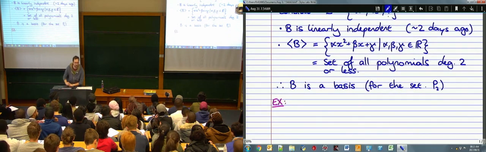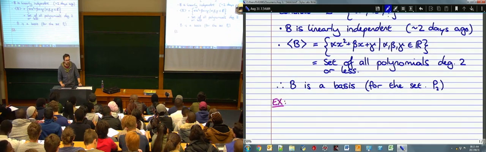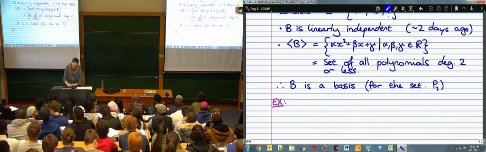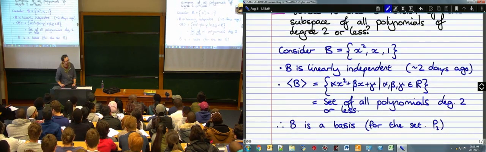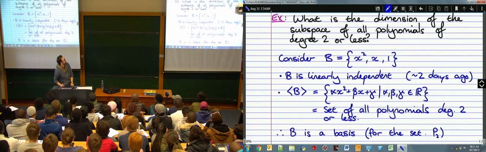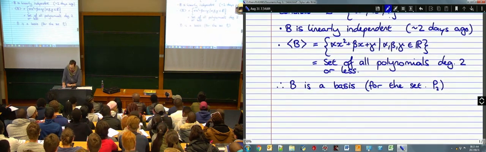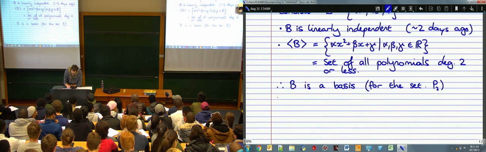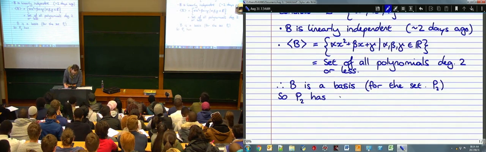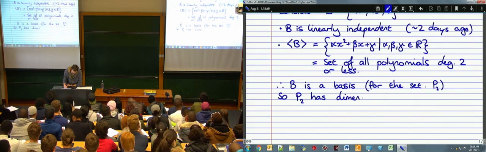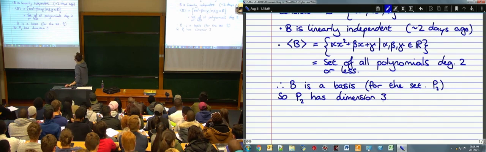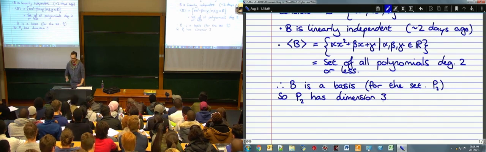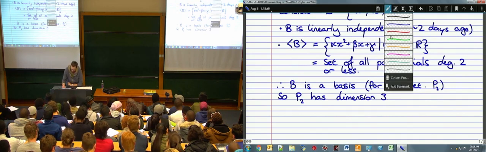Sorry. Yes. Oh, sure, sorry. We didn't make a conclusion. It wasn't just that we had to find a basis, we had to find the dimension. Okay, B is a basis for the set P2, therefore P2 has dimension 3. Yes, very important. We weren't just asked to calculate a basis, we were asked to find the dimension.